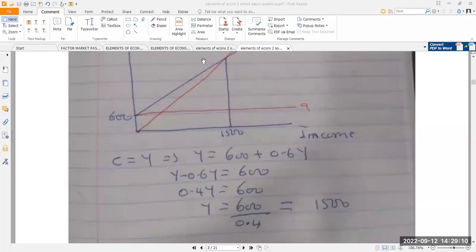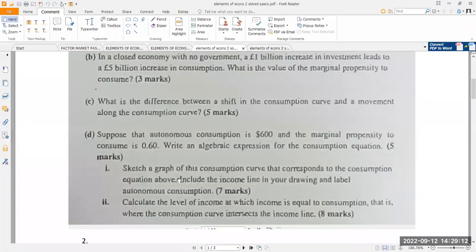So we were trying to find this, calculate.